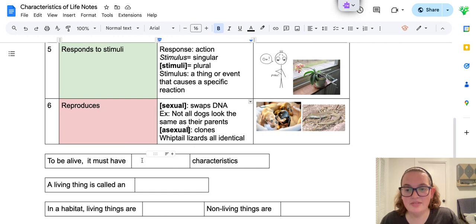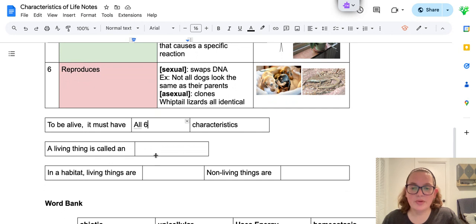To be alive, it must have all 6 characteristics. If it's missing only even one of them, not alive. 3 more words here. We have a living thing is called an organism. So you might hear me say living thing, you might hear me say organism, you might even hear me say creature. They all kind of mean living thing.